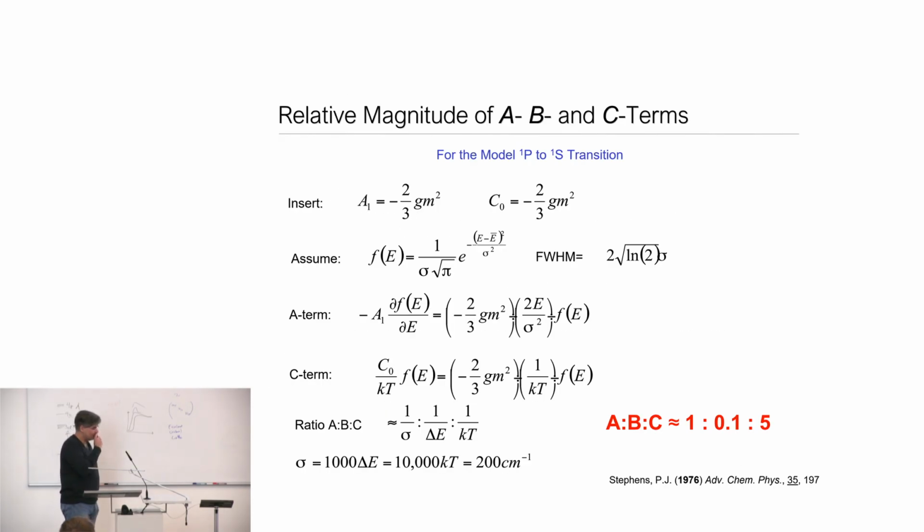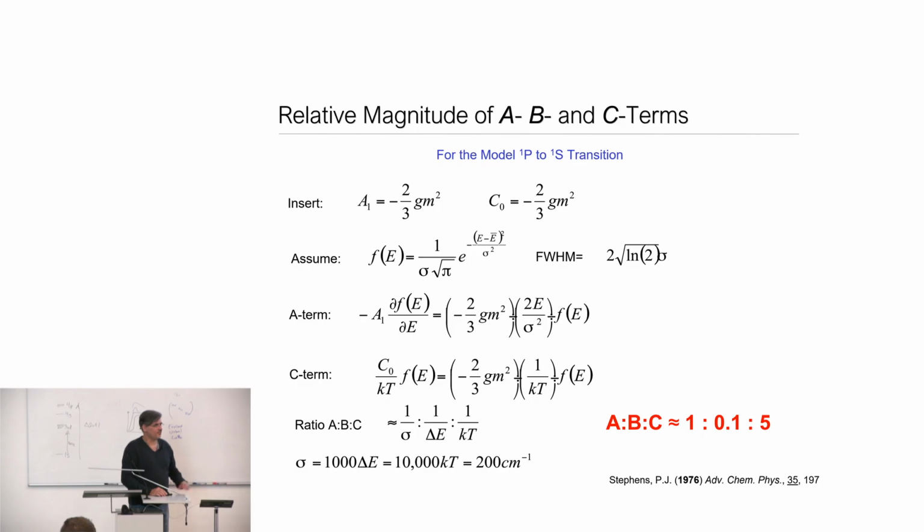So you can estimate the relative sizes of the A, B, and C terms for our model P to S transitions under some reasonable assumptions: a line width of about 1,000 nanometers, a transition energy of about 10,000 nanometers, and kT at room temperature of about 200 wave numbers. Then you will find that the ratio of A to B to C is about 1 to 0.125 to 5. So already at room temperature, the C term is like 5 times more intense than an A term.